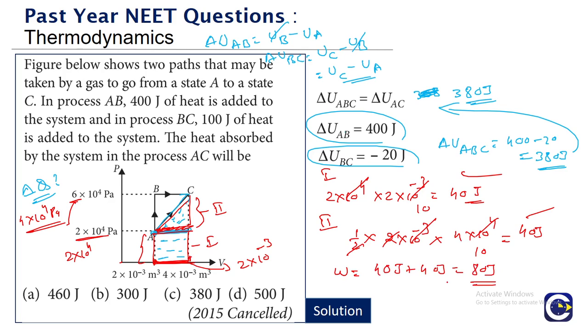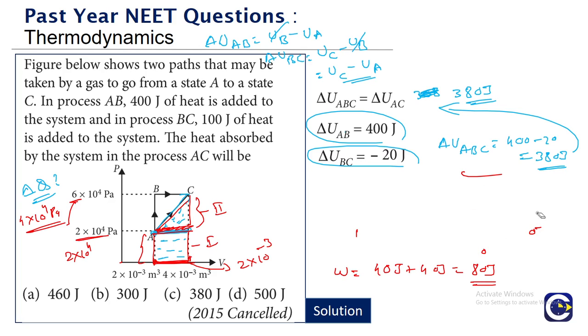Now we have to keep one thing in mind, that whenever the volume is increasing for a process, in that case work will be done by the system. W will be what? Positive. When work is done on the system, that is when the volume will be decreasing, in that case, W will have to be taken as what? Negative. So in this case, volume is increasing, so W will be positive. So how much is the W value? W is 80. Okay.